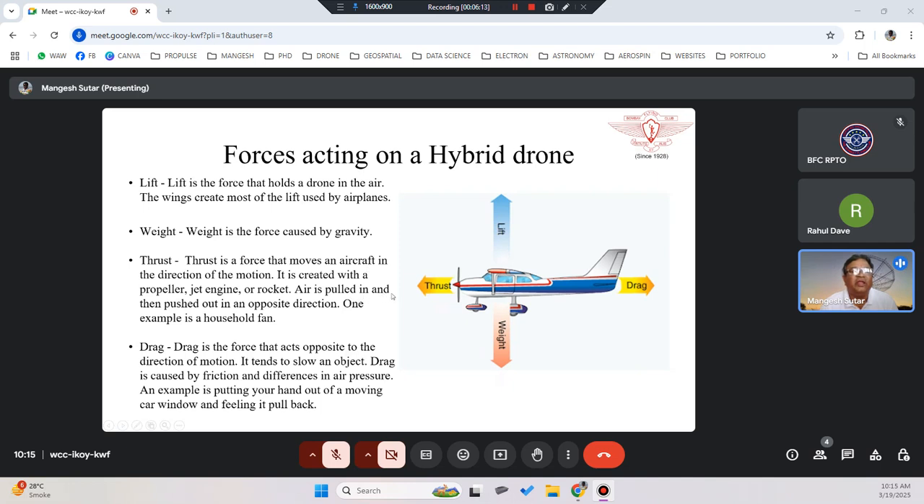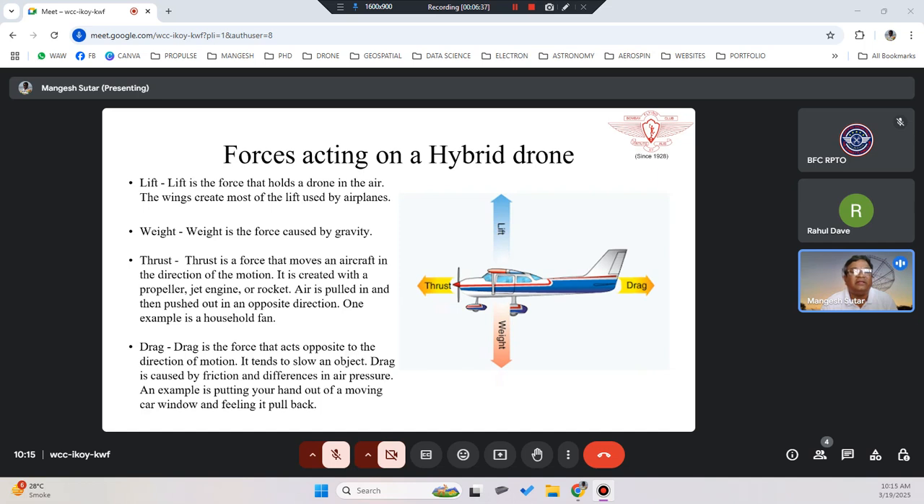So air is pulled in and then pushed out in the opposite direction. One example is a household fan. Drag is the force that acts opposite to the direction of the motion. Always we should understand drag is always in the opposite direction of the motion. It tends to slow an object. Drag is caused by friction and difference in the air pressure. An example is putting your hand out of a moving car.